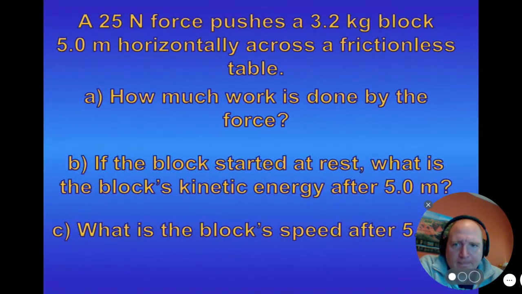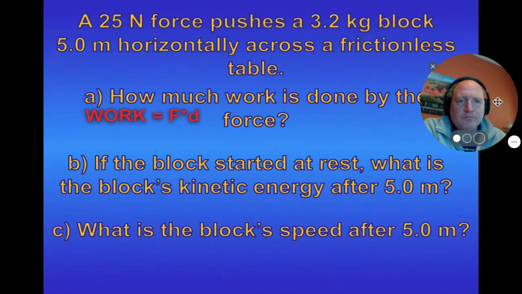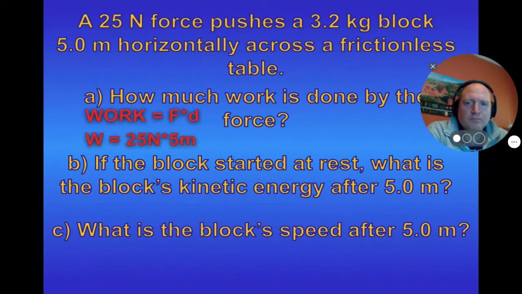So we have a 25 newton force that pushes a 3.2 kilogram block 5 meters horizontally across a frictionless table. How much work is done by that force? Well, our equation for work is force times distance, assuming that the force and distance are parallel to each other. In this case, they are, so we don't need to use the cosine of an angle. So we just take the 25 newtons of force times the 5 meters of distance, and we get 125 joules of work.